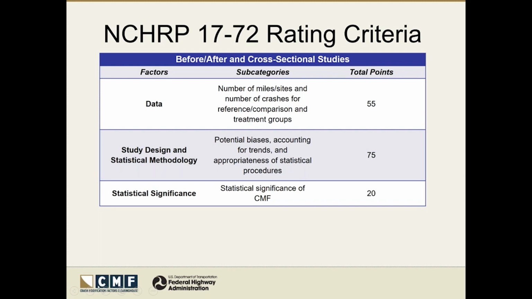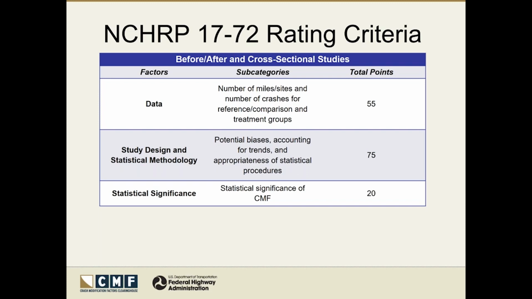And this is a reflection of to what extent the CMF, along with the standard error, has been found to be statistically significant. So the criteria for this is, in essence, a level of confidence, or the term you'll see on the website is alpha, which is the significance level. 1 minus alpha gives you the confidence level. So if you're at a 95% confidence level or above for the statistical significance, or your alpha or significance level is 0.05 or less, you would get the full 20 points.